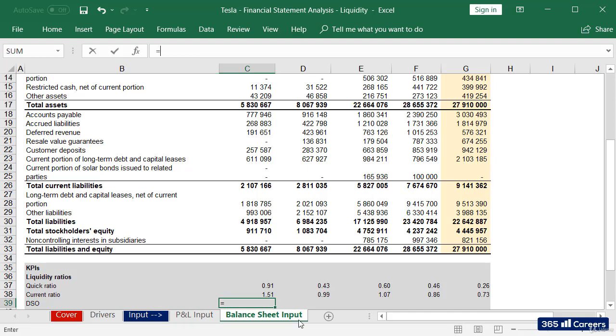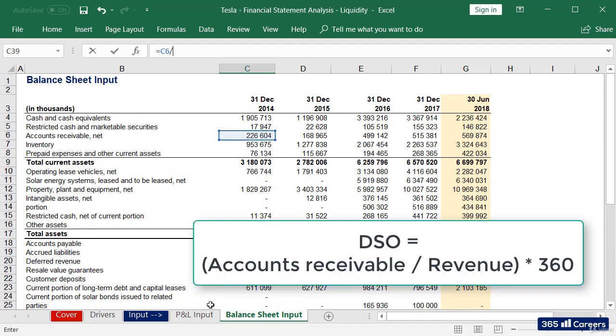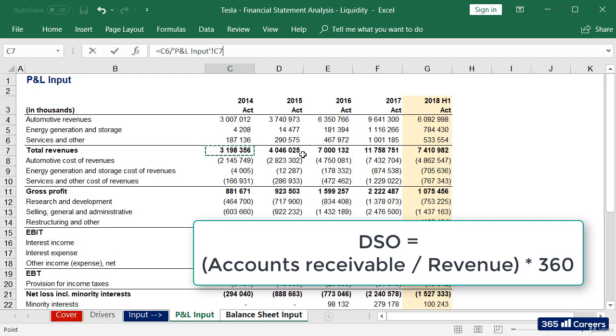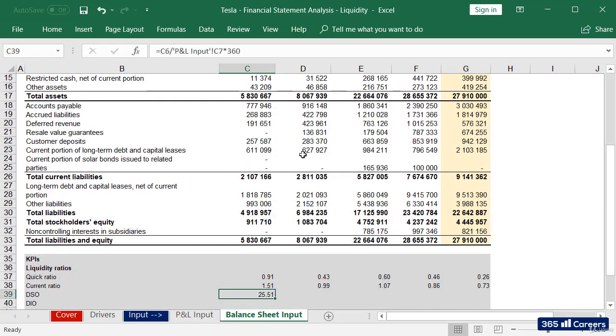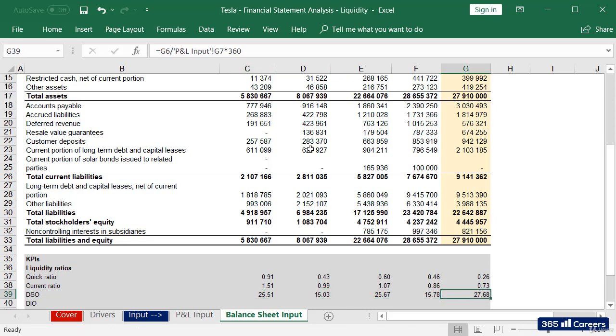Great. Let's calculate days sales outstanding and days inventory outstanding, also known as DSO and DIO. To do that, I'll divide Tesla's accounts receivable by revenue in 2014. And we'll then multiply by 360, the number of days we have in a year, minus official holidays. This gives us the DSO figure for 2014. Let's copy and paste to the right.